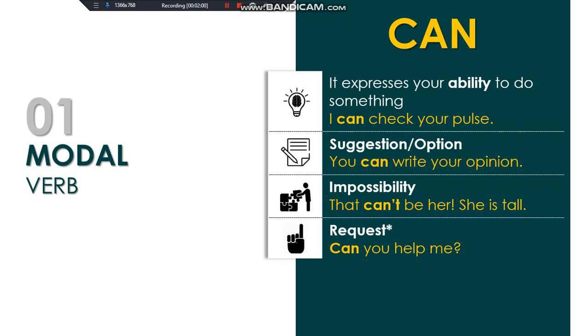That's impossibility. Then we have the request. But in request sense, can को हम बहुत ही ज़्यादा कम use कर रहे होते हैं. Not in such way. Can you help me please?